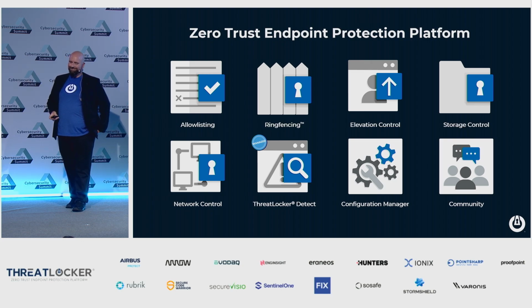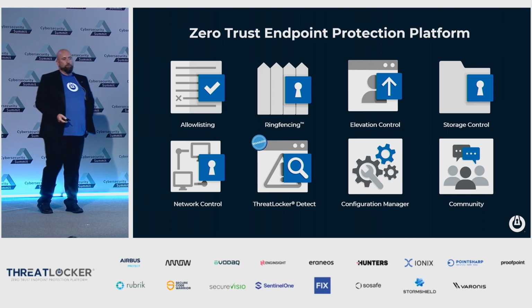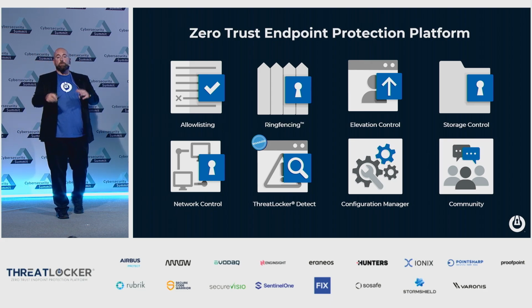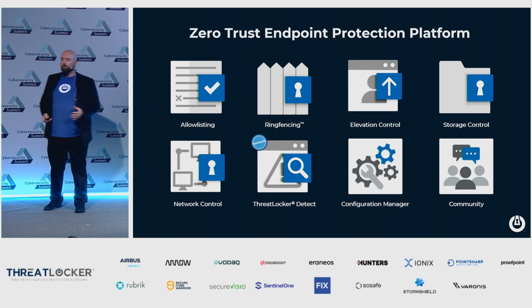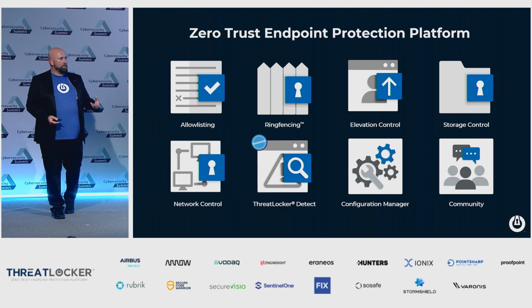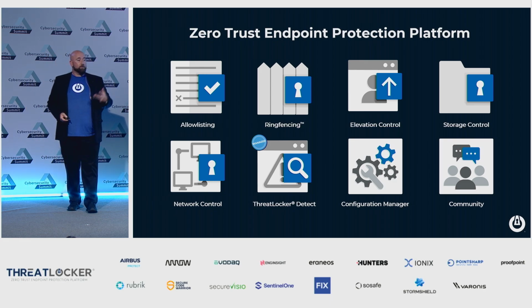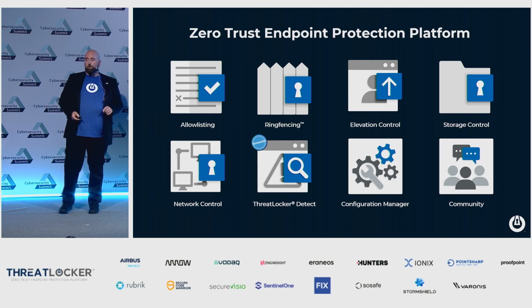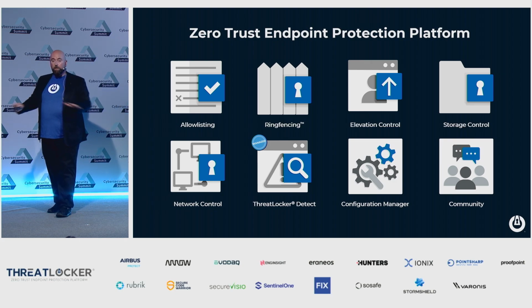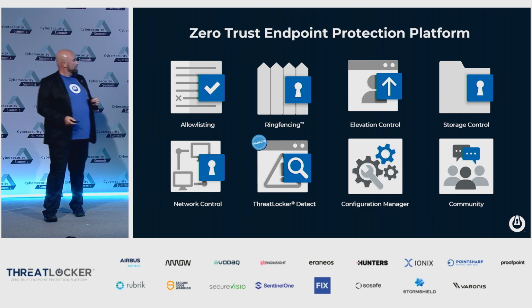So to speak a little bit about the rest of the platform, because what we do is we take that principle of deny by default, permit by exception, and we expand on it. So it's not just about what can run and what can't run, although that is obviously really important. It's also about what things can do. So that's ring fencing. Elevation control, I mentioned, taking away local admin rights and adding it back for specific programs.